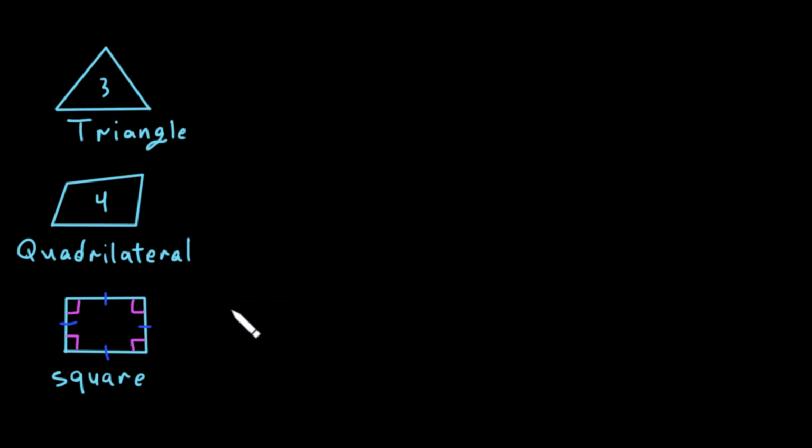Another shape is a rectangle. It looks like this. It has four right angles like a square, and equal opposite sides. So this here is equal to this, and this here is equal to this. This is called a rectangle.